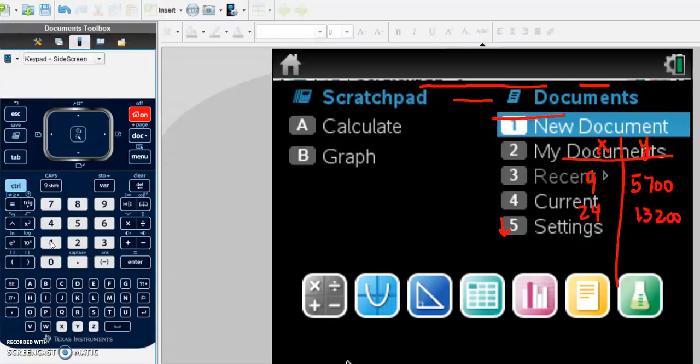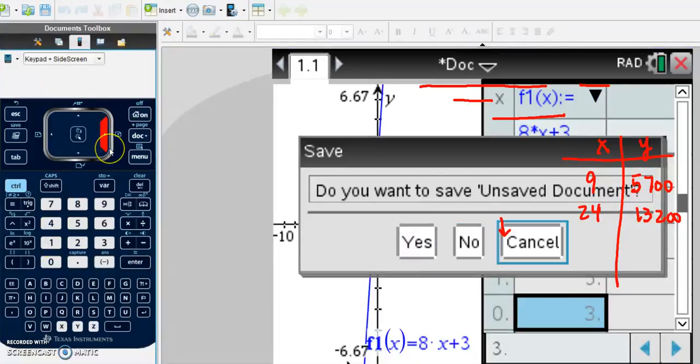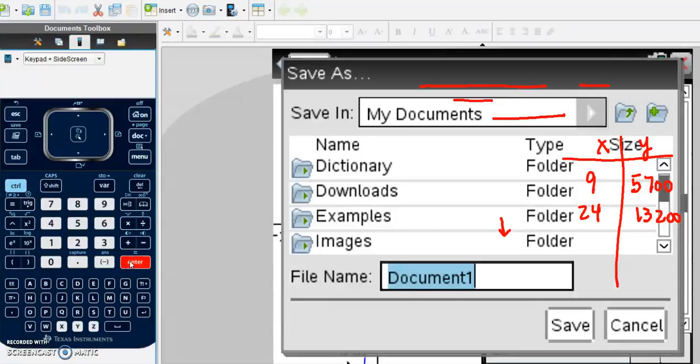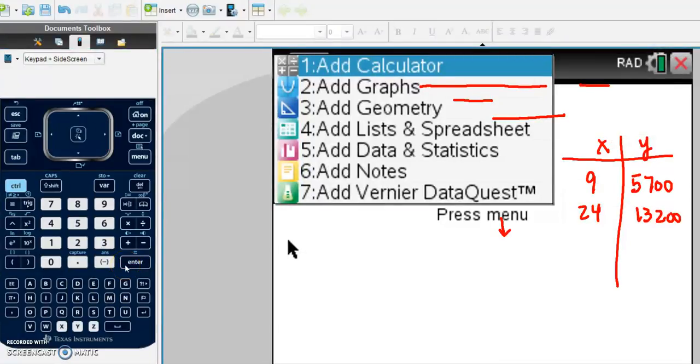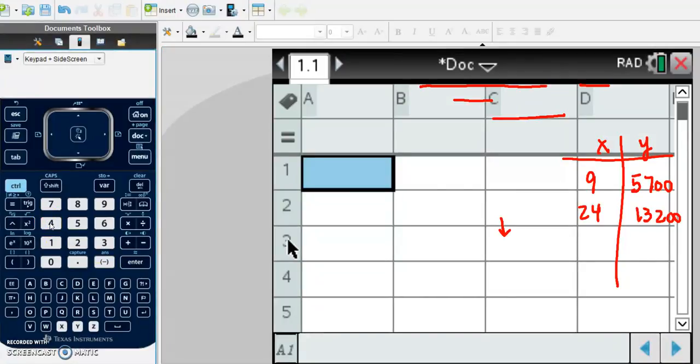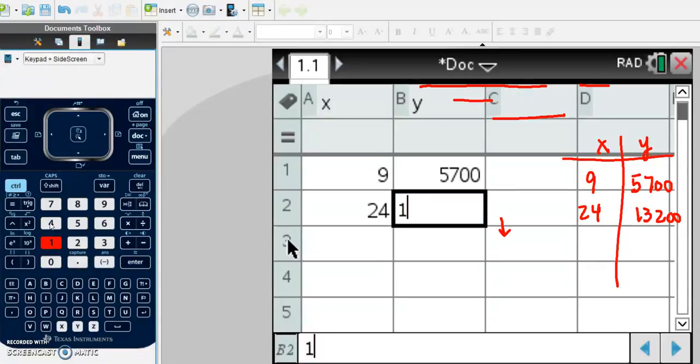We're going to go to a new document, save nothing ever. Okay, so I went to new document. I need to add a list or a spreadsheet. And in A, we type in X. In B, I'm going to type in Y. X, I'll have 9 and then 24 for my values. In the Y column, I have 5,700 and then 13,200.